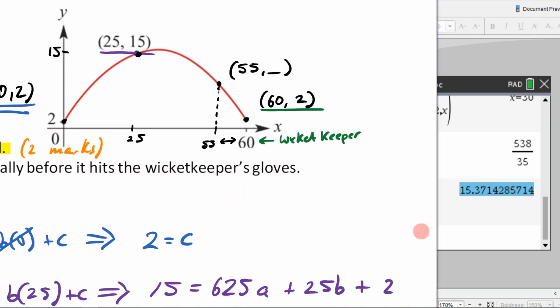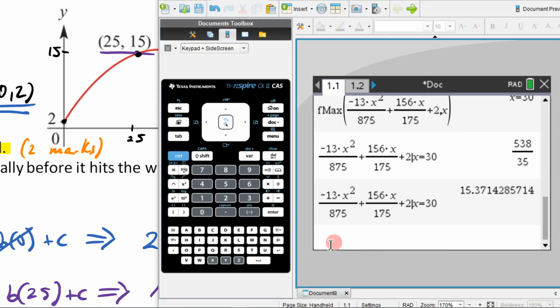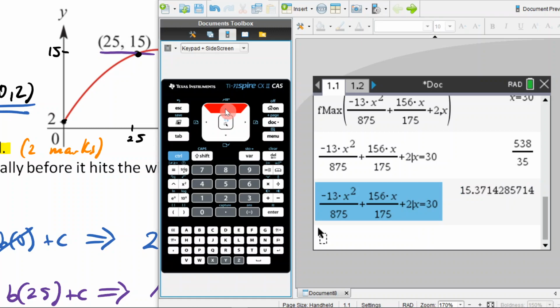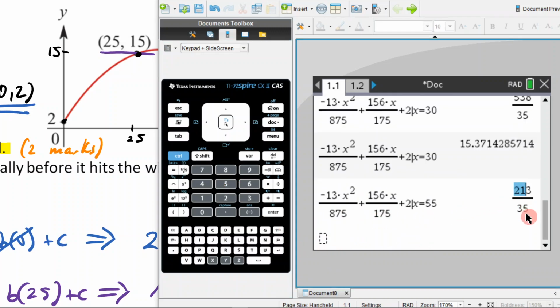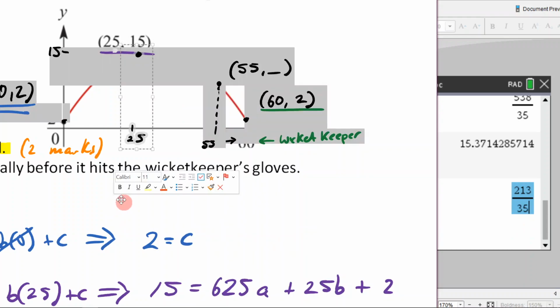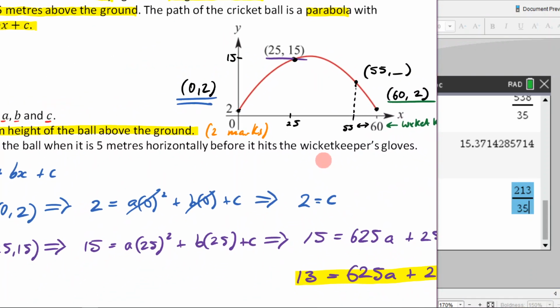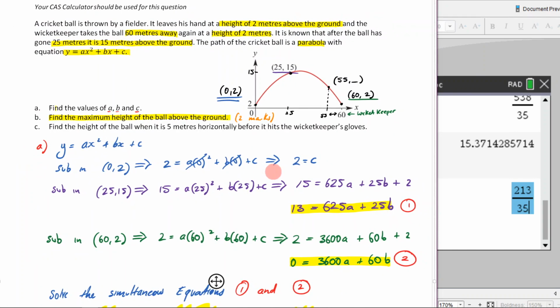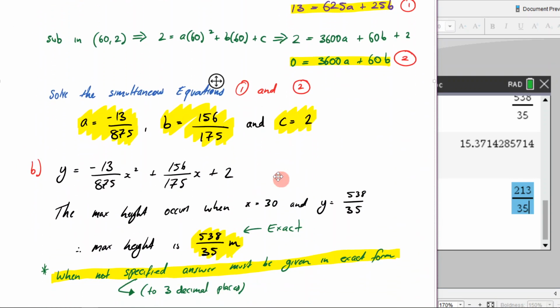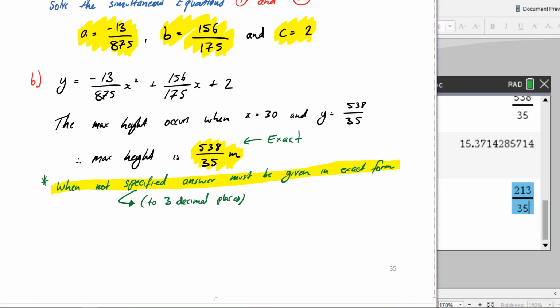To do that, I'm going to come to my CAS calculator. I'm going to hit up to get this, hit enter. Then I'll hit 55 because I want to sub 55 into this rule, and I'm going to get out my answer like that. Again, take note that it hasn't specified how many decimal places to give it to. Because it hasn't said how many decimal places, we have to provide our answer in exact form. This is the exact of it.